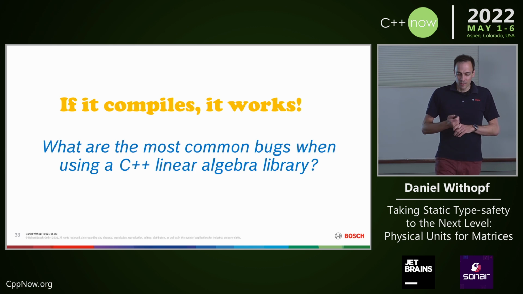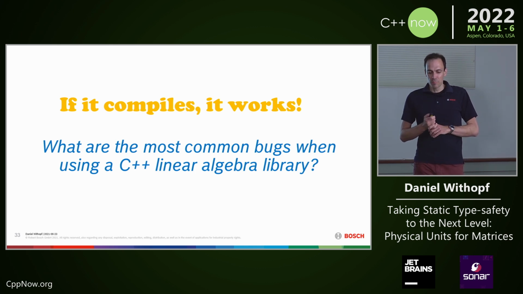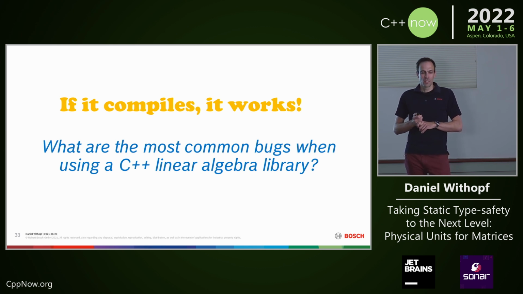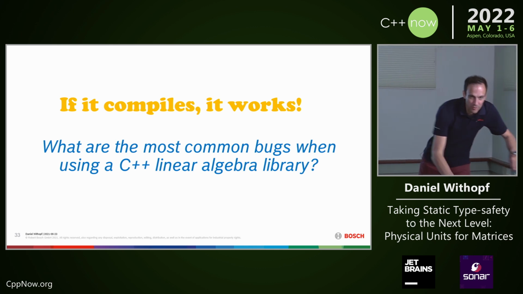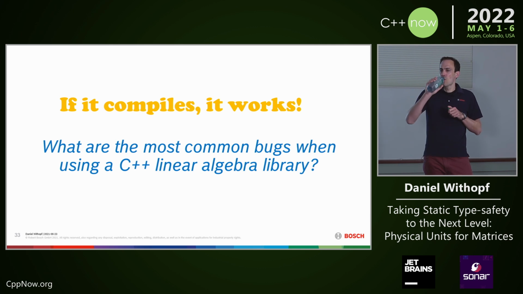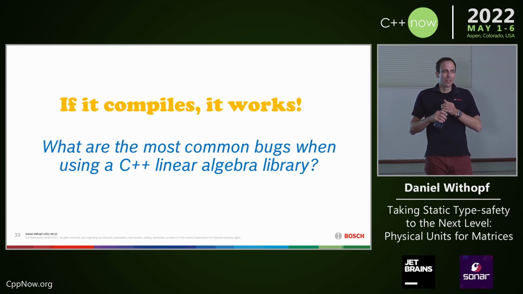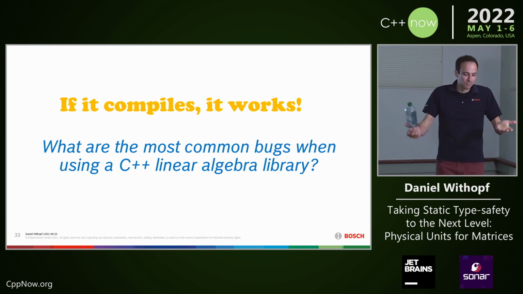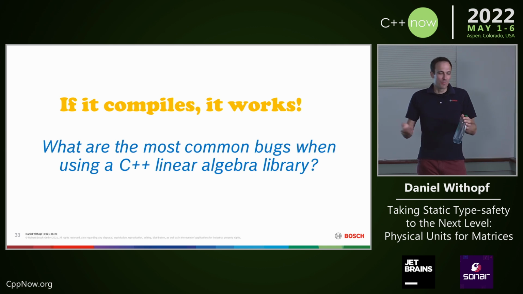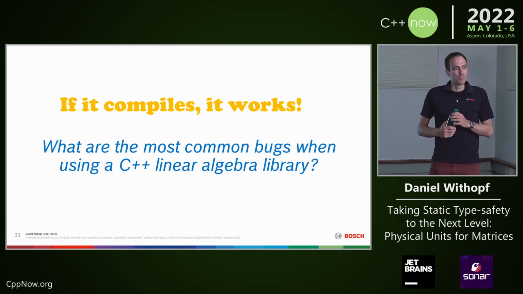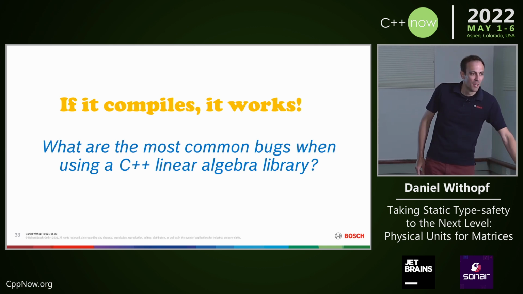A question for the audience: what are the most common bugs that you can think of when using a C++ linear algebra library? Does anyone have an idea what the bugs could be? User error of the data going in? User error of the data going in, yes, of course. That's also the thing that remains even with my library. Of course, if you input incorrect numeric values, then yeah, you're lost.